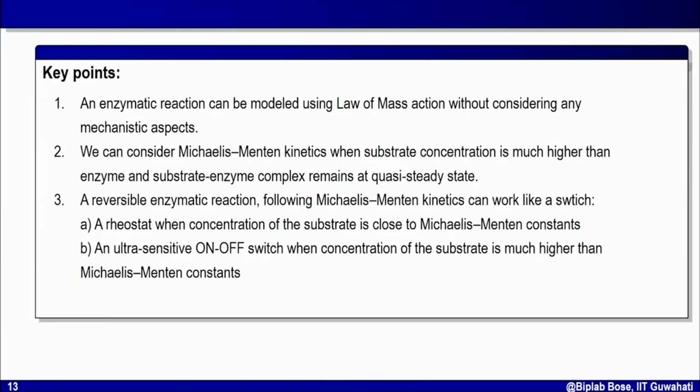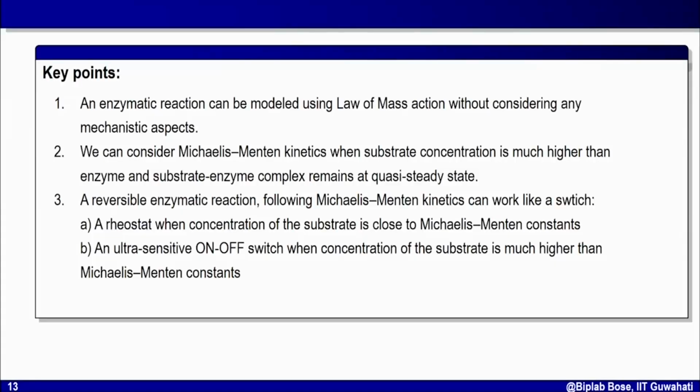So if I jot down, if we don't need to look into the mechanistic aspects or complications in the enzymatic process, I can simply model using the law of mass action for a particular enzyme reaction. But in some cases, I need to consider a complicated system, and I can assume Michaelis-Menten kinetics for those cases where substrate concentration is much higher than the enzyme and the substrate-enzyme complex remains in a quasi-steady state. If these two conditions are met, I can consider Michaelis-Menten kinetics, otherwise I cannot.